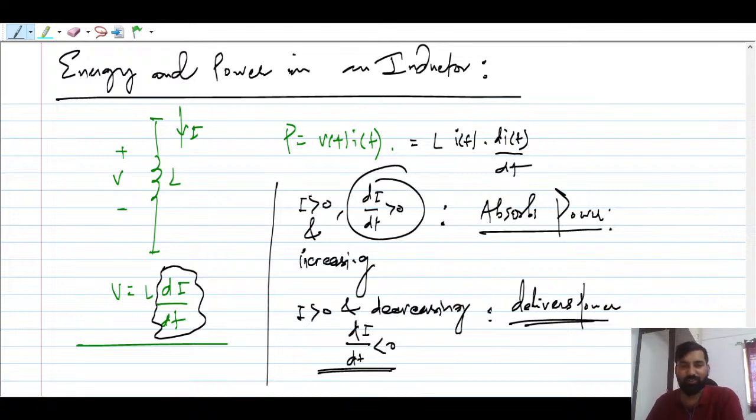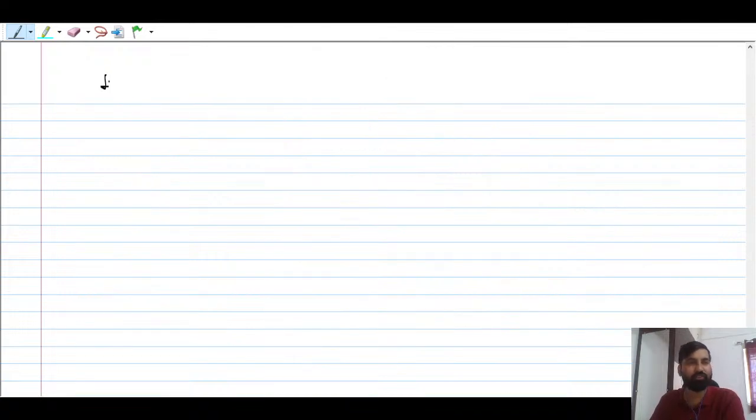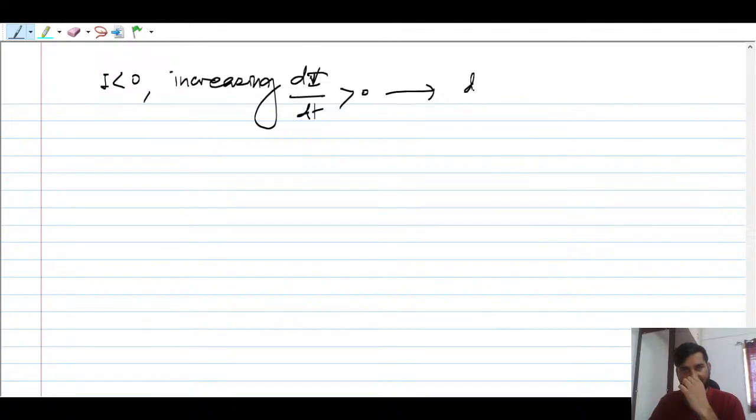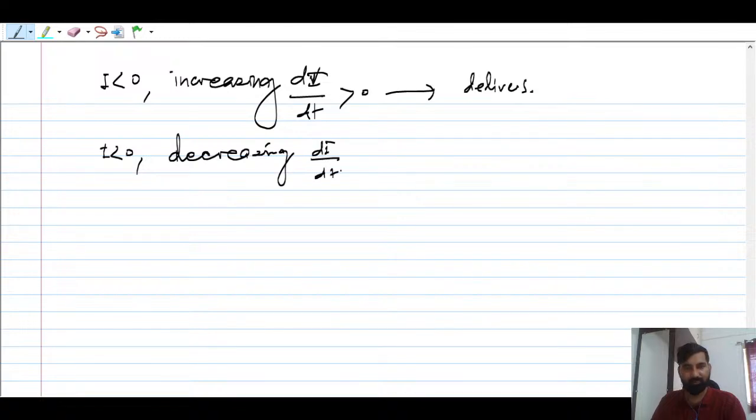Delivery is different. Here, suppose I is less than 0. One more situation: I less than 0 and increasing. So the product will be negative only, so here it will deliver. And if I is less than 0 and decreasing, meaning di by dt is negative, it will absorb power.